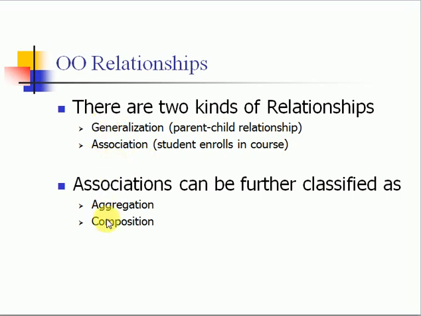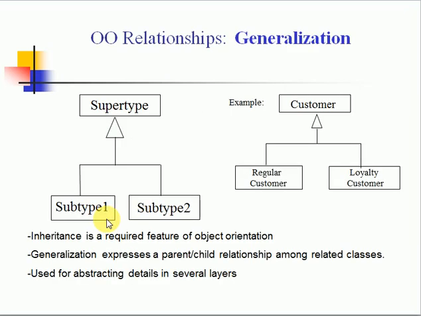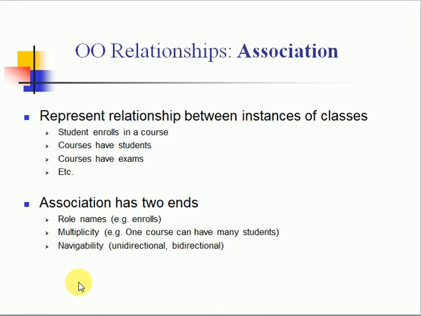So the association can be further classified as aggregation and composition. This is an example diagram for an object-oriented relationship under generalization. Inheritance is a required feature of object orientation. Generalization expresses a parent-child relationship among the related classes, where it is used for abstracting details in several layers.